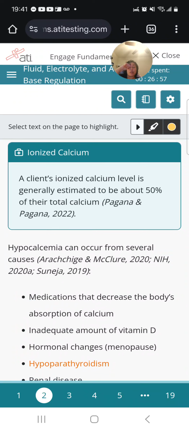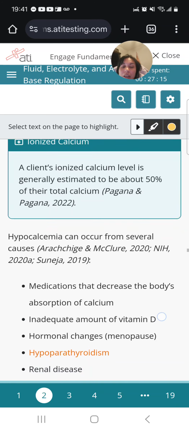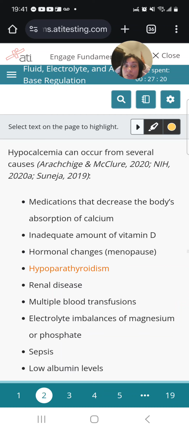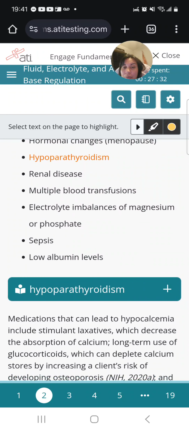Hypocalcemia can occur from several causes: medications that decrease the body's absorption of calcium, inadequate amounts of vitamin D, hormonal changes like menopause, hypoparathyroidism, renal disease, multiple blood transfusions, electrolyte imbalances of magnesium or phosphate, sepsis, and low albumin levels.